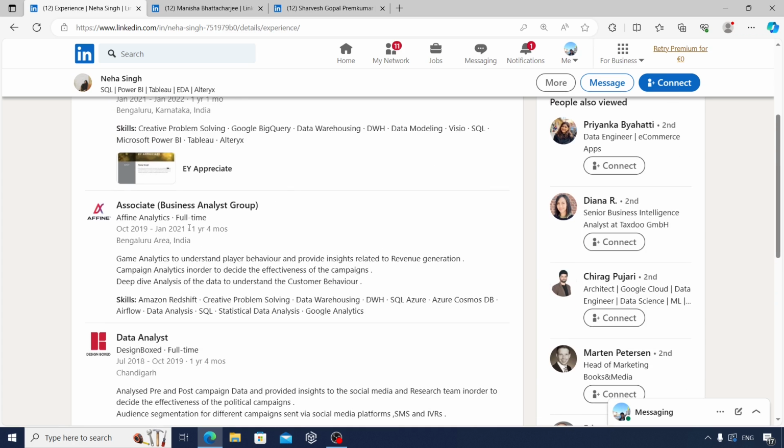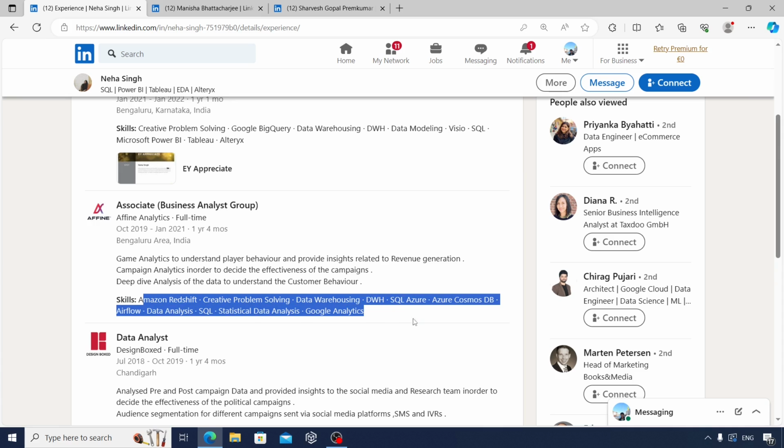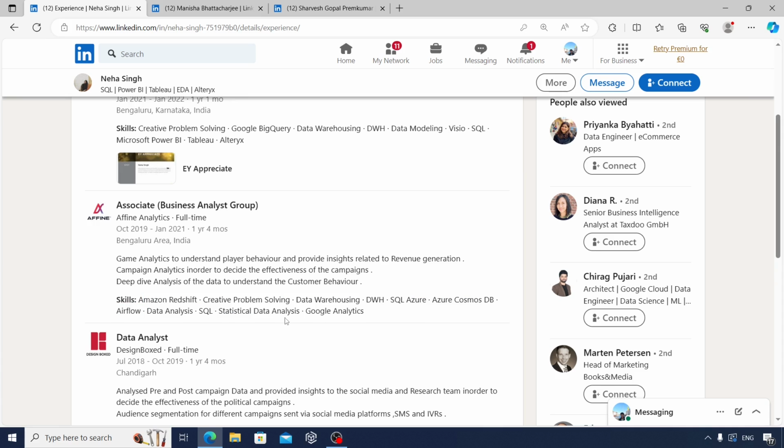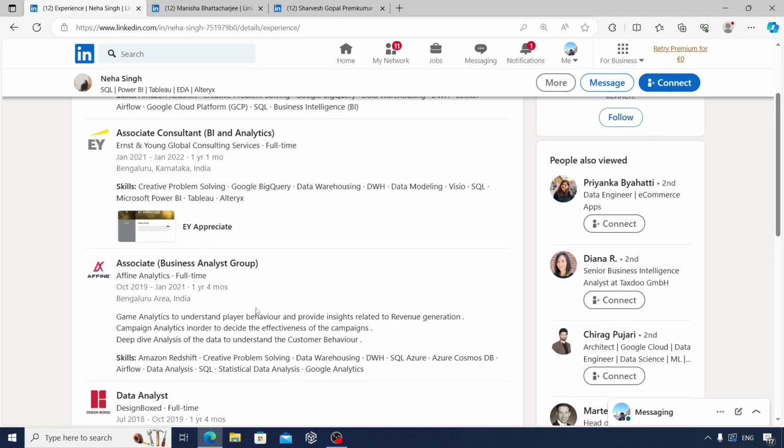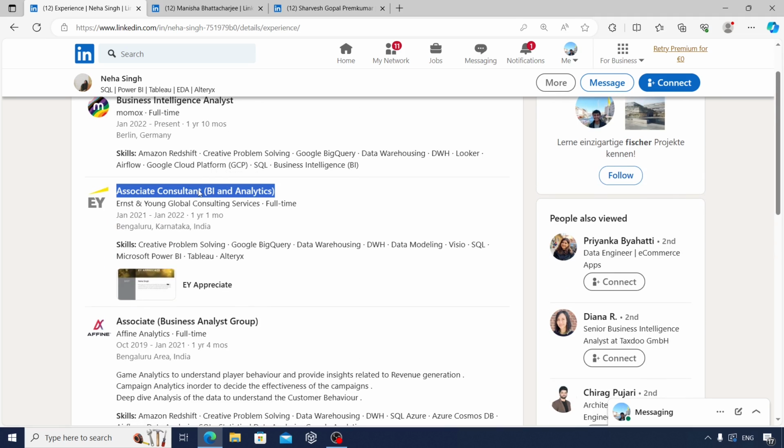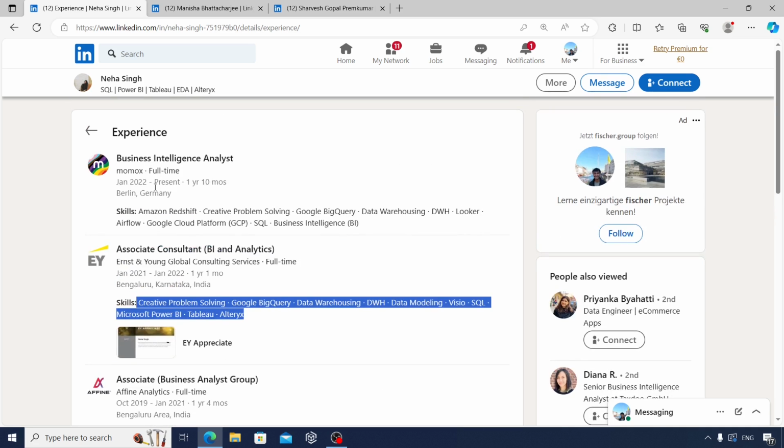And then she moved to Affine Analytics. This is where, if you see, she has transformed her skills. She has done a lot of stuff in data warehousing, SQL, Google Analytics, and so on. And after that, she has also worked in Ernst & Young, moving back to corporate again. She has fine-tuned her Tableau skills as well and some data modeling skills. And then in Jan 2022, she moved to Germany as a BA analyst in a company called Momox.